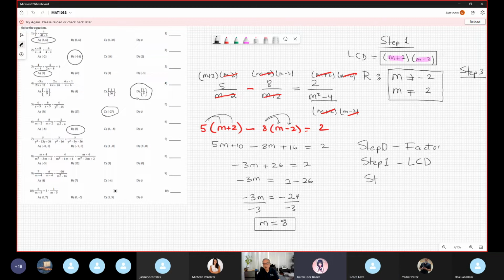What is the step 2? Multiplication. Oh, before that, find the restriction. Exactly. Find the restriction. The step 3, exactly as she said, multiplication. Very well. And what about step 4? What is the step 4? Turn it into a linear equation.